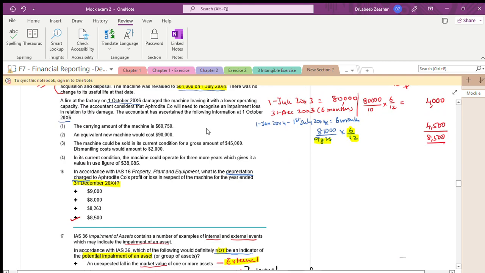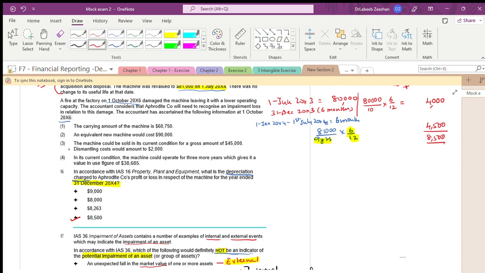Okay. Carrying amount is how much? See, this is with respect to what? This is with respect to which question? This is with respect to question number 18.